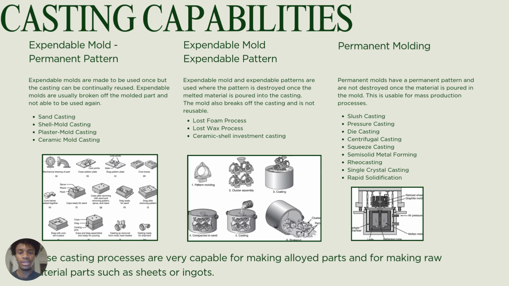Permanent molding is what is generally used for mass production, and it has a permanent pattern, and the molds are not destroyed once the material is poured into the mold. This is usable for mass production processes such as slush casting, pressure casting, die casting, centrifugal casting, squeeze casting, semi-solid metal forming, Rheocasting, single crystal casting, and rapid solidification. Also, these casting processes are very capable for making alloyed parts and for making raw material parts such as sheets and ingots.